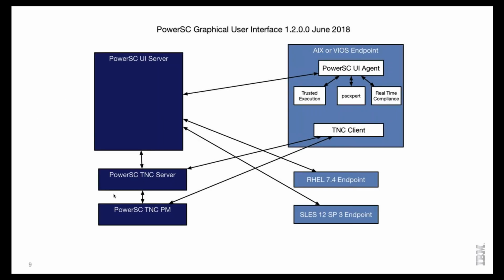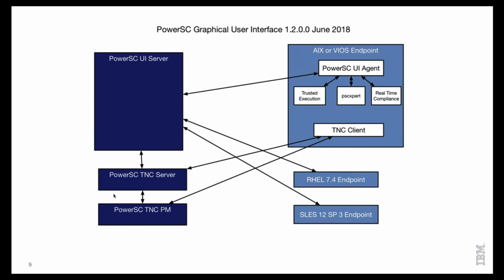This is a diagram that basically tries to create a picture of all this, to help you understand. On the left, you have the PowerSC UI server, which is also synonymous with the GUI, the graphical user interface. And what it's doing now in this 1.2 release is talking to different types of endpoints.